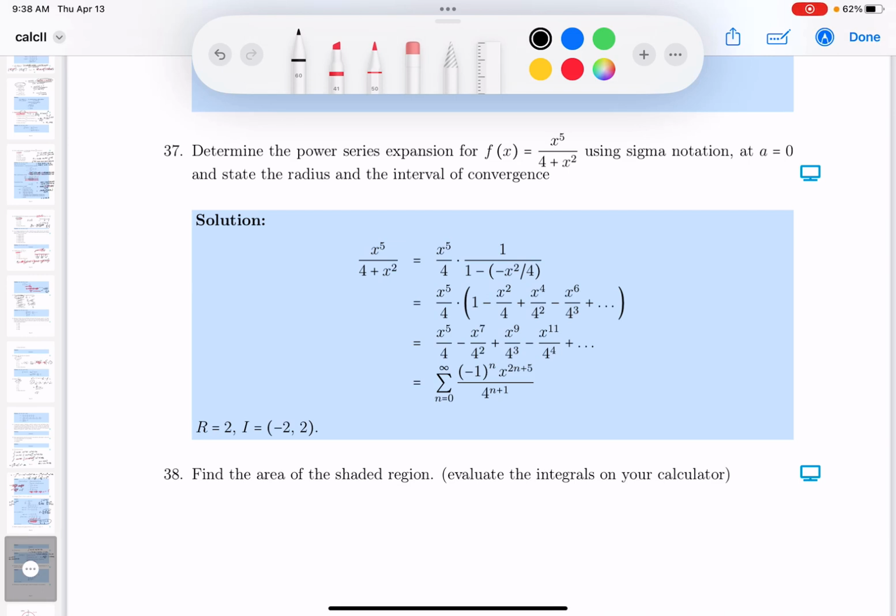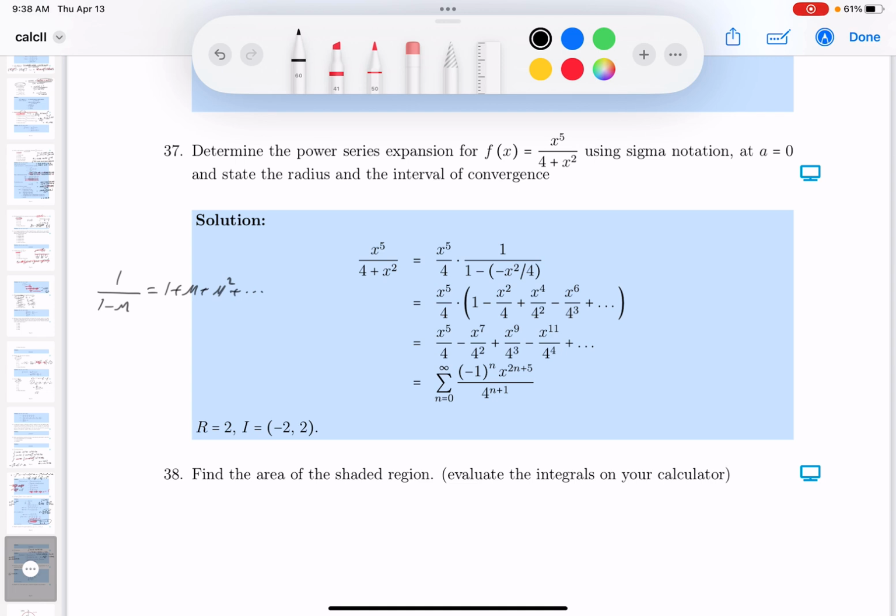Okay, so determine the power series, and it's a rational function, and it says using sigma notation at a equals 0, all right? So there's a variety of ways of doing it. The way I'm going to do it is by recognizing it's related to this one over here, which is 1 over 1 minus u. And that's going to be 1 plus u plus u squared plus yada, yada, yada. So I know it's related to that.